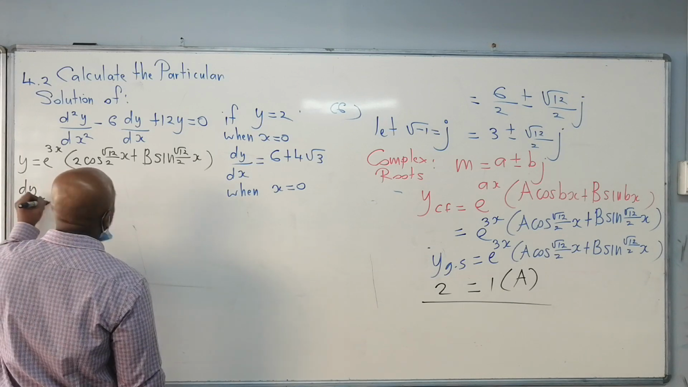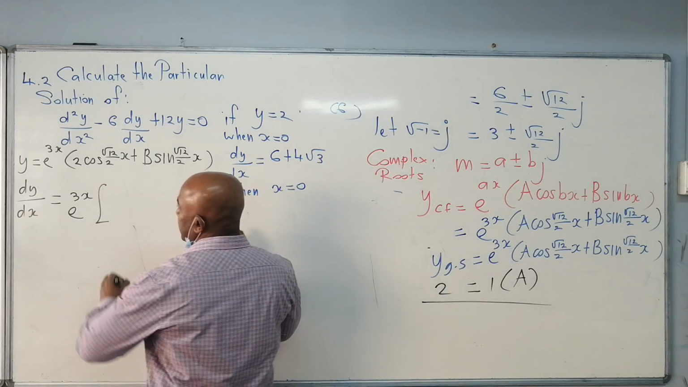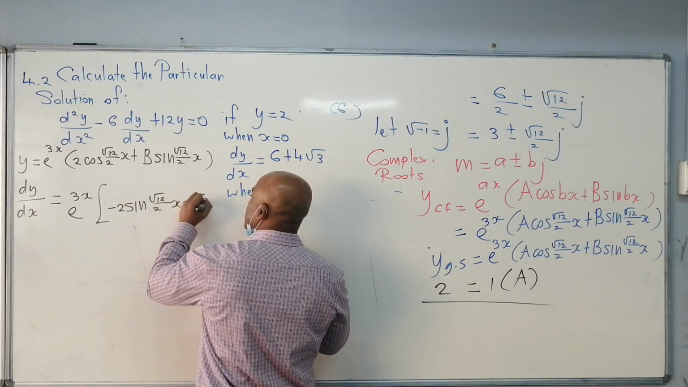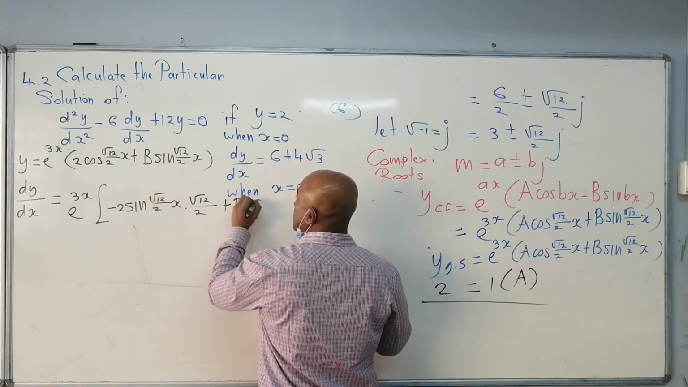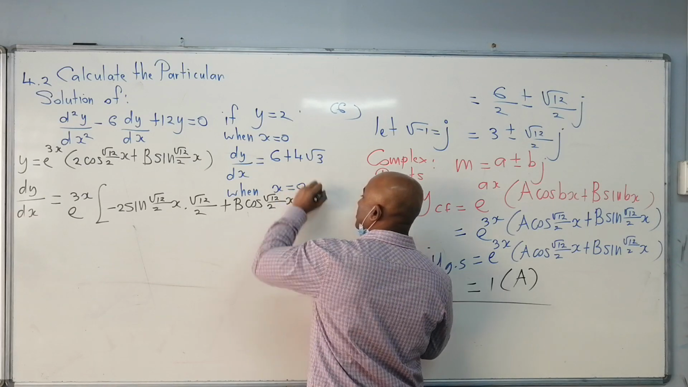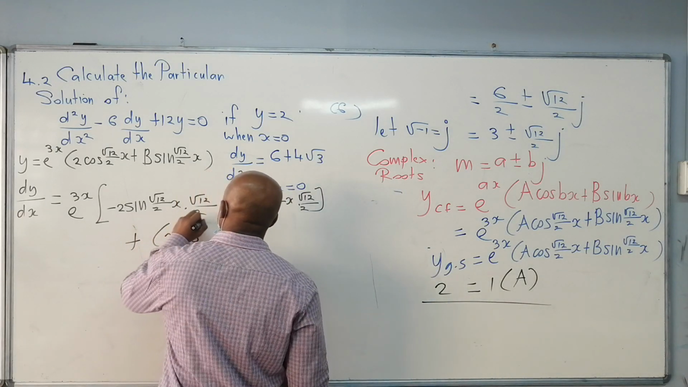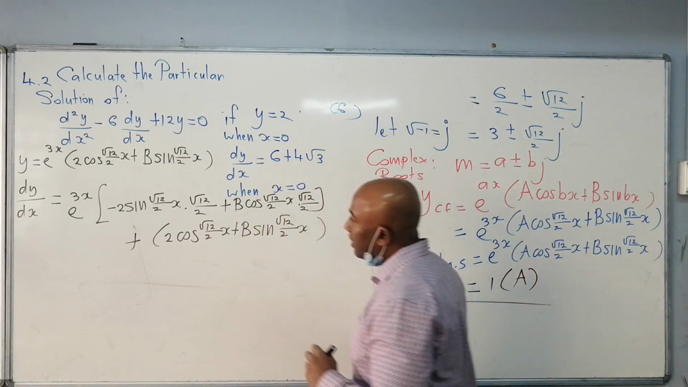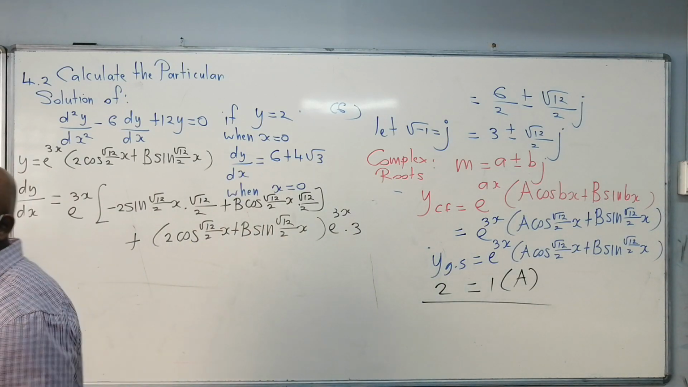So, dy over dx. The product rule is, write down the first, differentiate the second. The derivative of cos is going to be minus 2 sine square root 12 over 2x times the derivative here, which is square root 12 over 2, plus the derivative of sine, that's going to be b cos of square root 12 over 2x times the derivative here, which is square root 12 over 2. So that's write down the first, differentiate the second, plus write down the second. Differentiate the first. The derivative of e to the power 3x is e to the power 3x times 3. Right. That is the product rule.